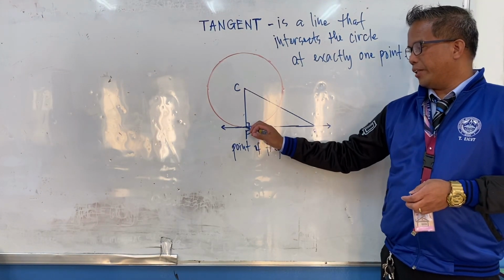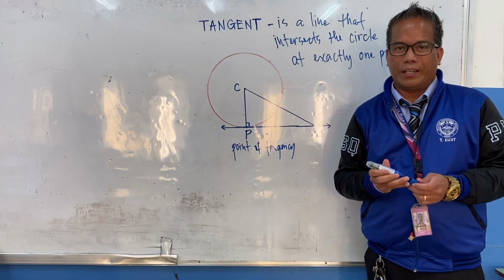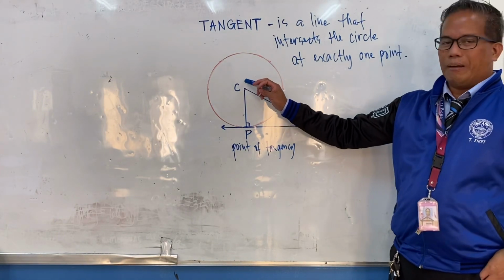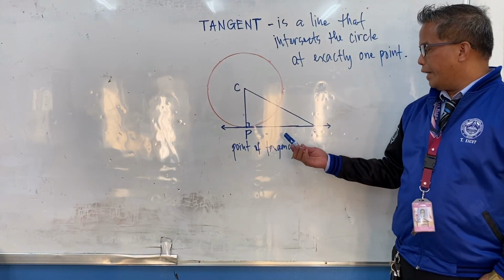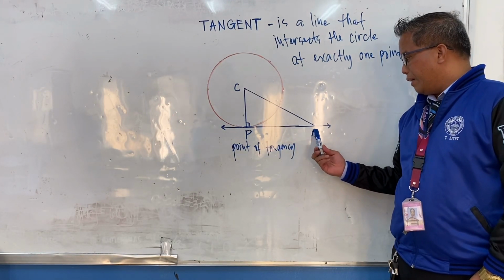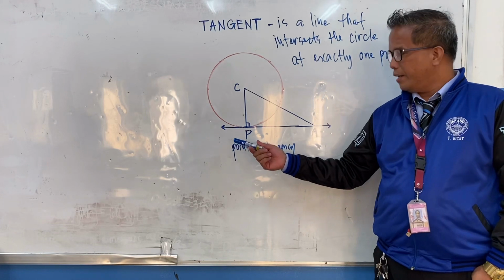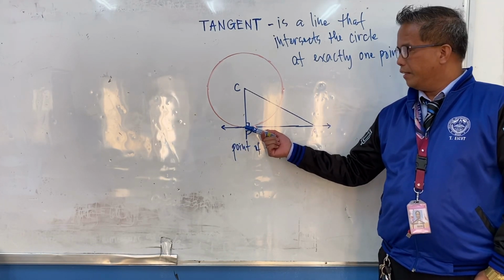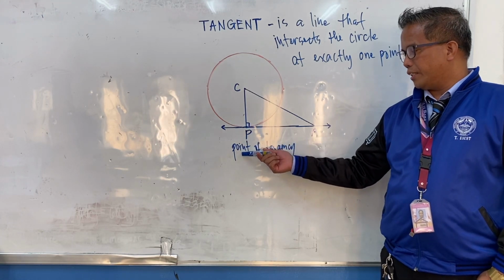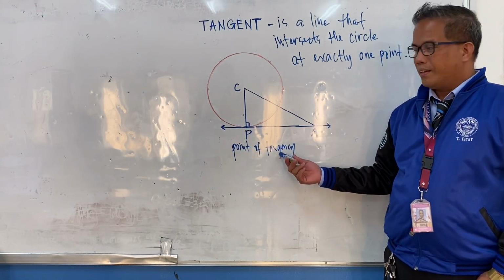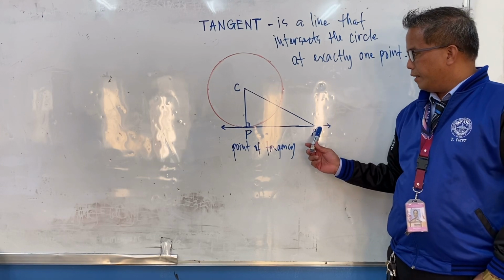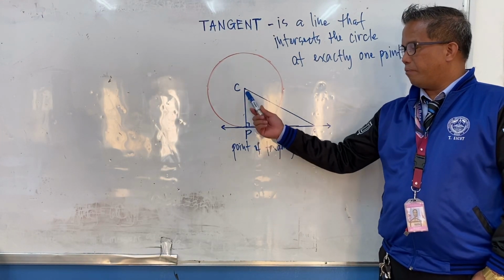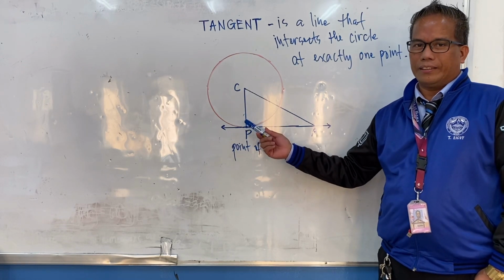So here, the point of intersection is point P. In our illustration or figure, we have circle C, and then we have line PA or AP intersecting at exactly one point here. So this is what we call as the point of tangency. Then this tangent line is perpendicular to the segment CP, which is the radius of the circle.